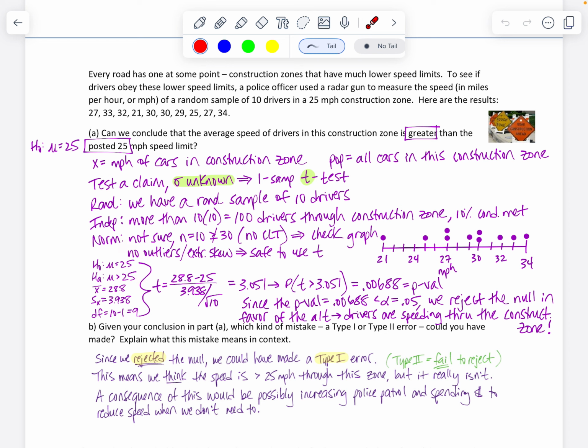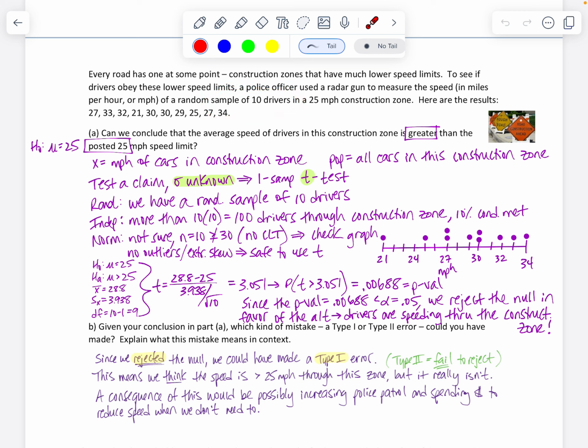Okay, first I'm going to define some stuff. I already have it all written out here, so go ahead and pause if I go too fast. The x values, notice how we use an x value when these are not proportions. These are miles per hour for 10 different cars going through the construction zone. And the population is all the cars in this construction zone, and we have a random sample of 10 of them.